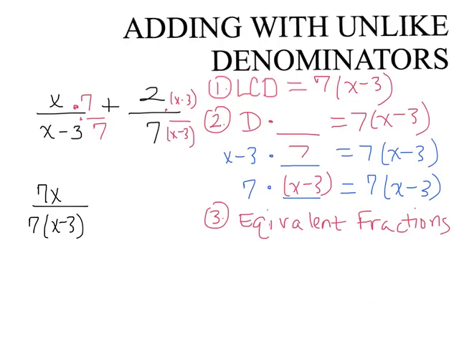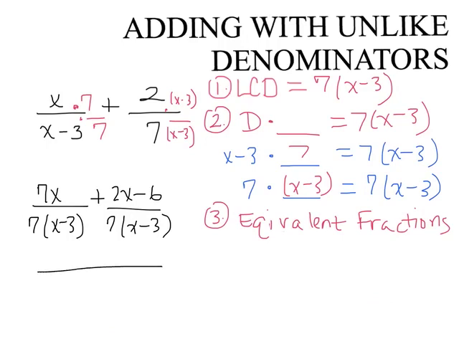Now, in our next fraction, we have 2 times the x minus 3. And in the numerator, we do want to use distributive property. So we have 2x minus 6 over 7 times x minus 3. Now we have fractions with common denominators. And now we can combine like terms in our numerator.